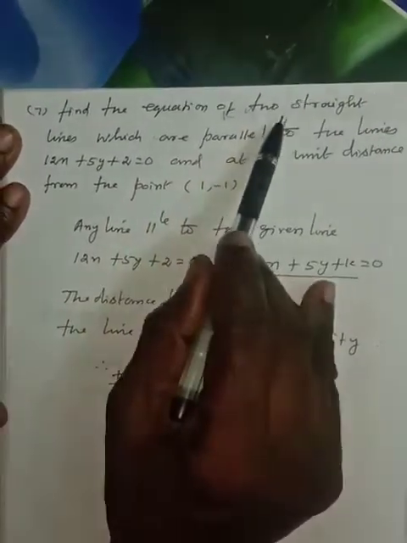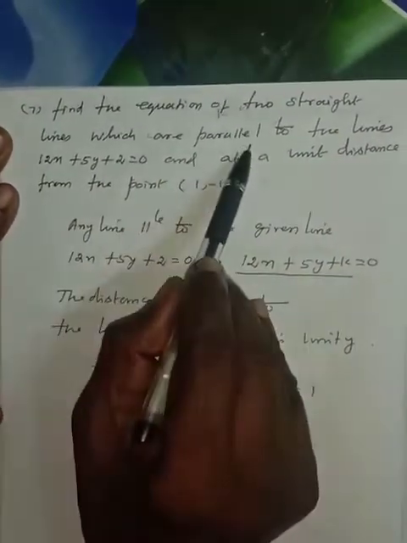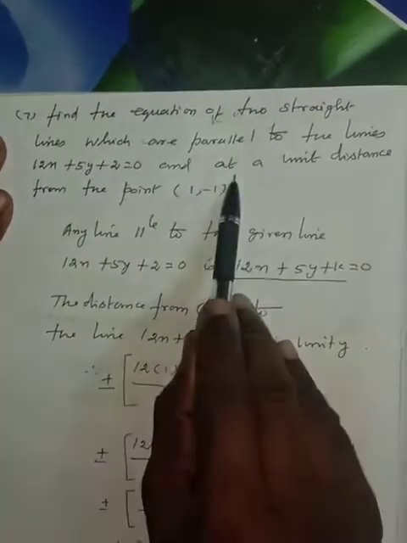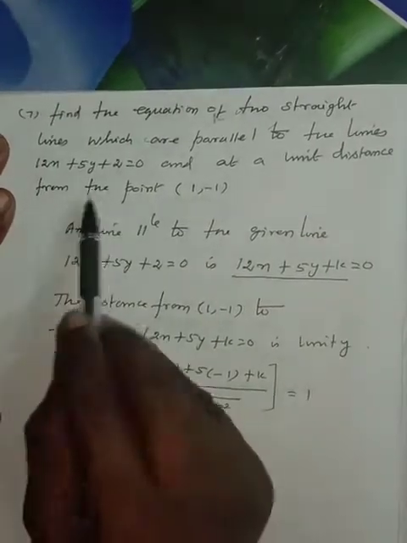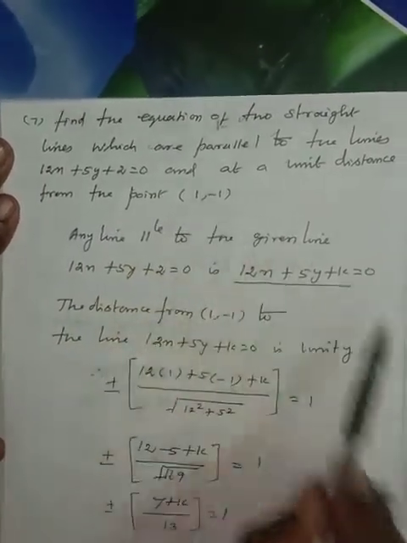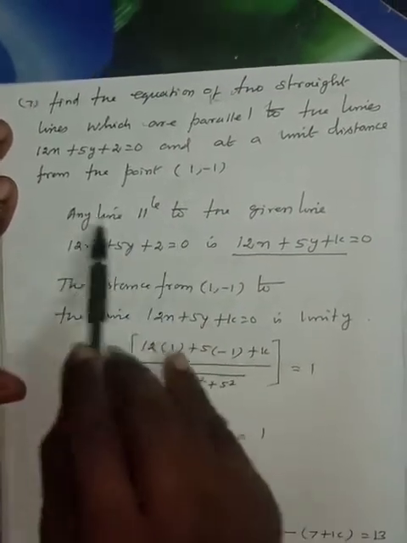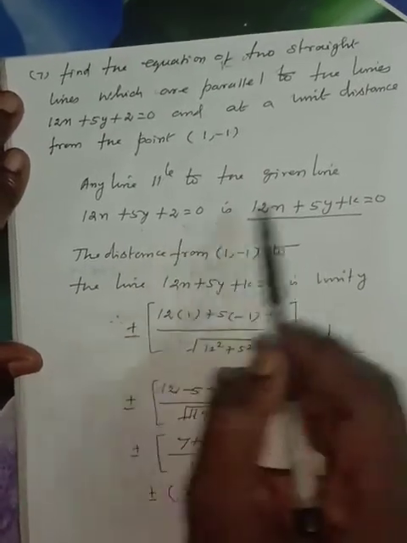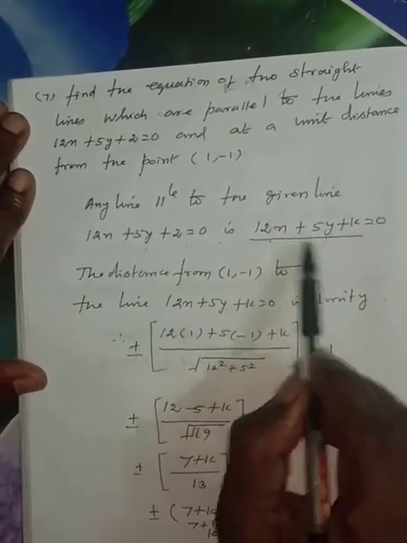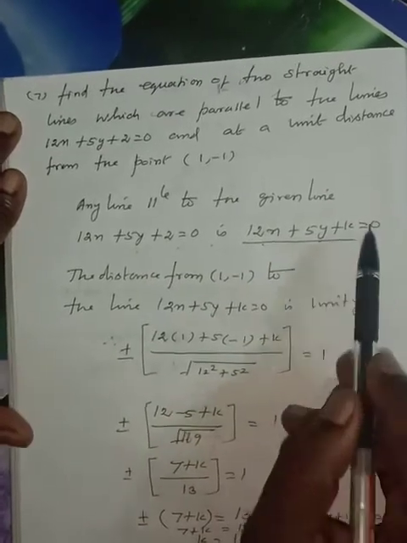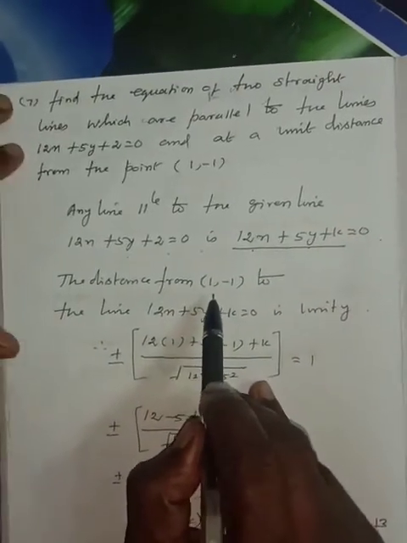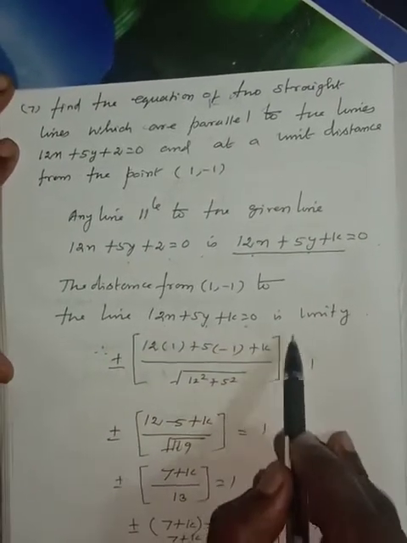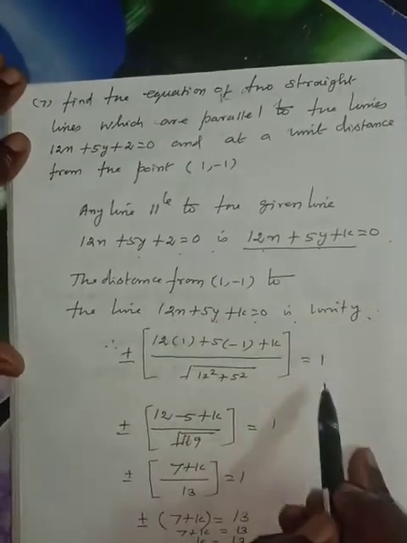Question number 7. Find the equation of the straight lines which are parallel to the line 12x plus 5y plus 2 is equal to 0 and at a unit distance. Unit distance means 1 unit from the point 1 comma minus 1. We know that any line parallel to the given line 12x plus 5y plus 2 is equal to 0 is 12x plus 5y plus k is equal to 0, where the constant term is k. The distance from 1 comma minus 1 to the straight line 12x plus 5y plus k is equal to 0 is unity. Unity means 1.